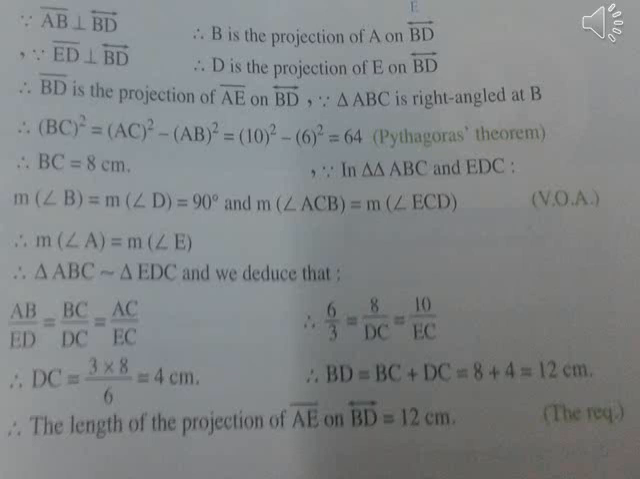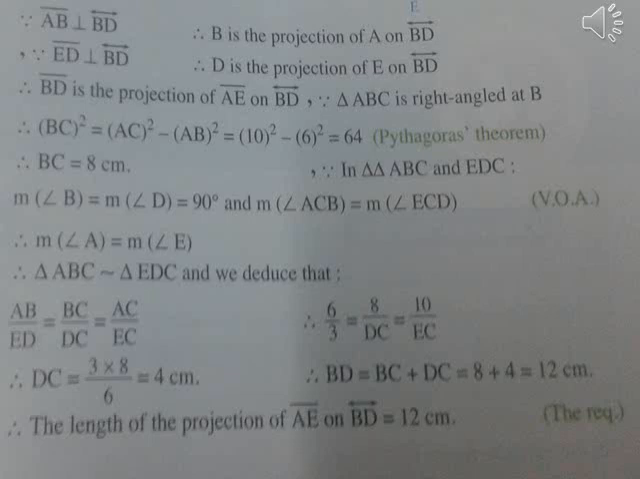Since line segment EB is perpendicular to straight line BD, therefore B is a projection of E on straight line BD. Since line segment ED is perpendicular to straight line BD, therefore D is a projection of E on straight line BD. Therefore, line segment BD is a projection of line segment AE on the straight line BD.